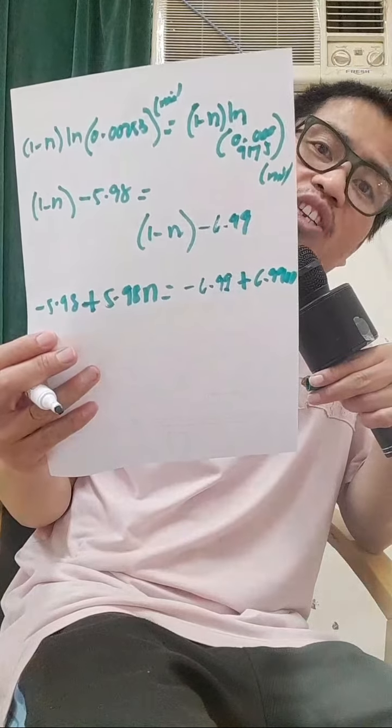Okay. And then positive 6.99n. It is now a linear algebraic expression. Transposing the negative sign to the left and then solving what is being required, which is the overall reaction order.